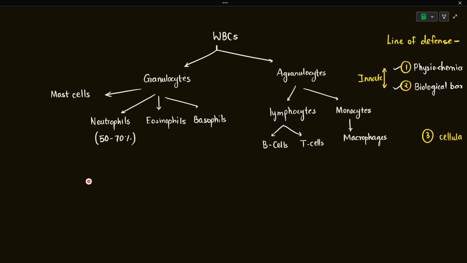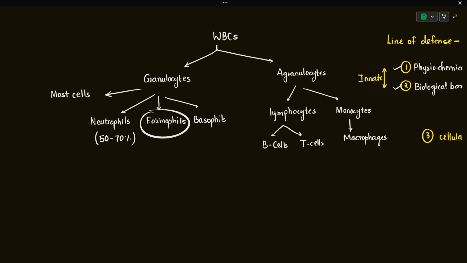So these neutrophils, as I told you, are the first cells to arrive at the site of injury, because first of all, they are highly phagocytic, and they are very aggressive. Phagocytosis can be seen not just in neutrophils but even in the eosinophils. The macrophages are phagocytic cells, as well as neutrophils are phagocytic cells.